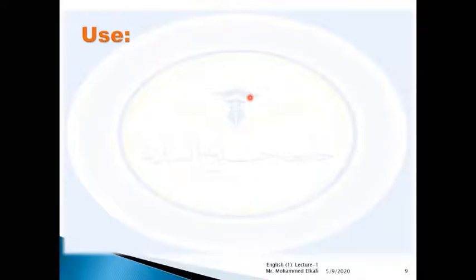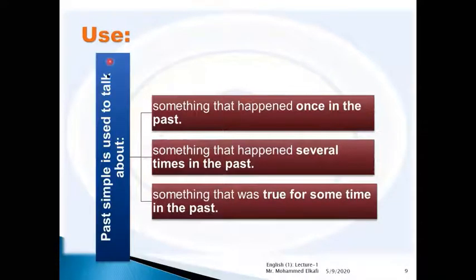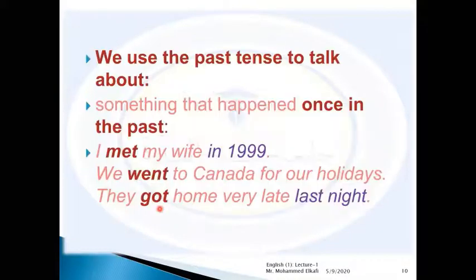The usage. The past simple is used to talk about, first, something that happened once in the past, only one time. Also for something that happened several times in the past, and also for something that was true for some time in the past. Let's study the usage in detail.